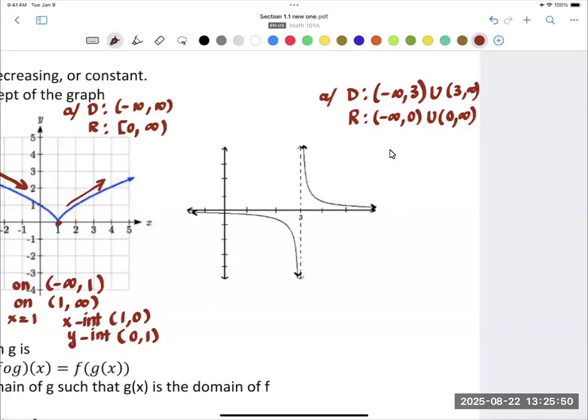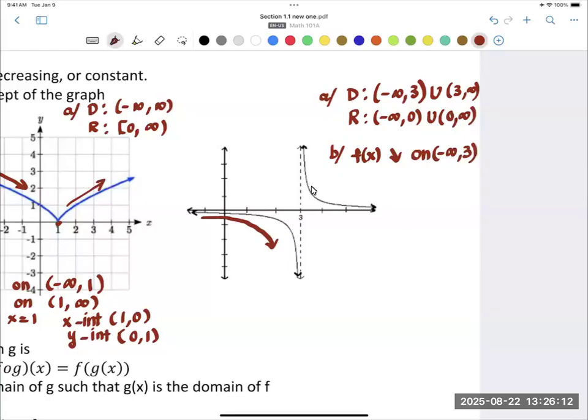Now for part B, let's read the increasing and decreasing. Let's suppose you stand right here. How do you walk? Isn't it that you walk down the hill? Yes, we're going to walk down the hill until you hit 3. So f of x is decreasing on negative infinity to 3.